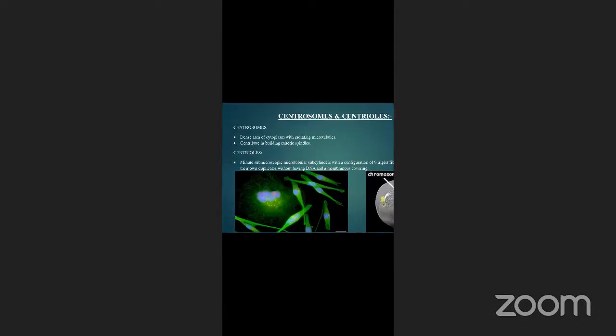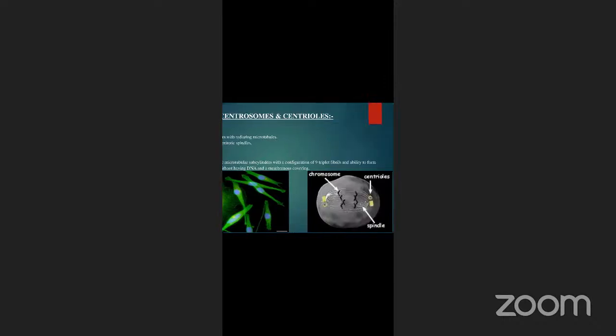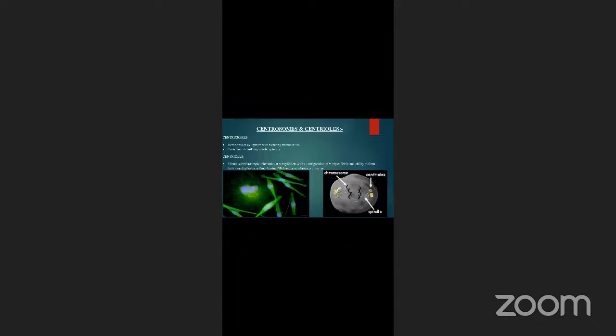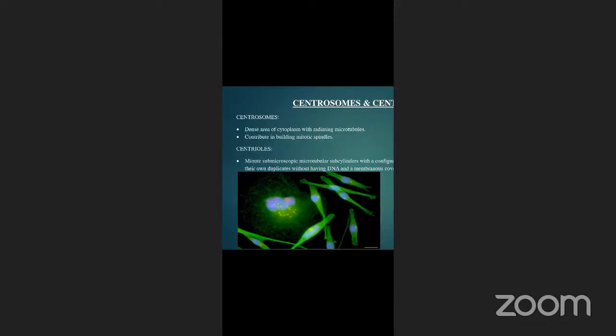So I told you what the chromosomes are. They are dense areas of centrosomes, which appear whenever cell division happens. Here is how it looks. In the chromosomes, we can see the centrosomes and centrioles. Centrosomes are dense areas of cytoplasm with radiating microtubules. They contribute to the building of mitotic spindles.